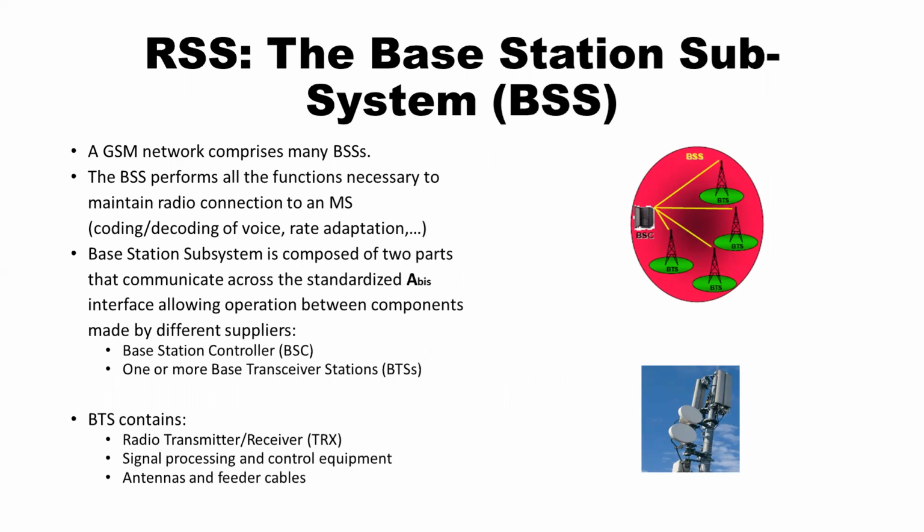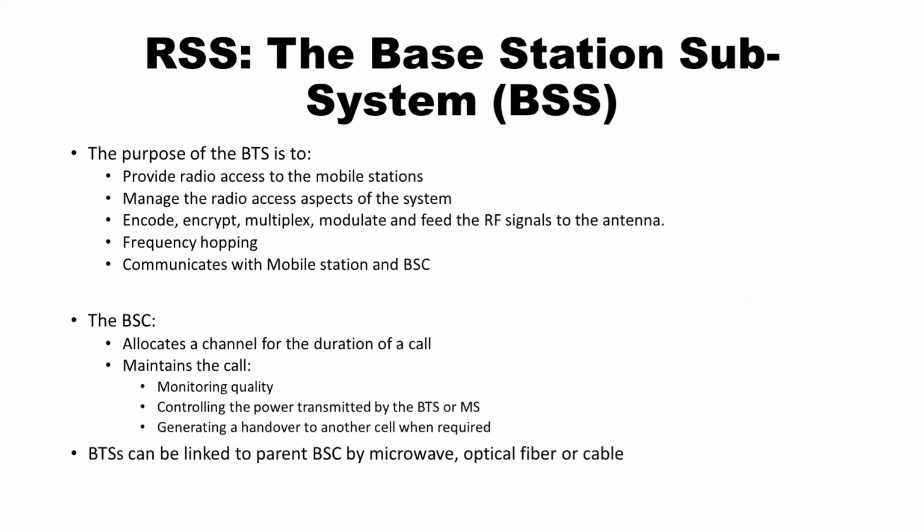Base station subsystem. The GSM network comprises the BSS. The BSS performs all the functions necessary to maintain radio connection to the MS. The base station subsystem is composed of two parts that communicate across the standardized A-bis interface, allowing operation between components made by different suppliers: the BSC and one or more base transceiver stations. The BTS contains radio transmitter, receiver, signal processing and control equipment, antenna and feeder cables.